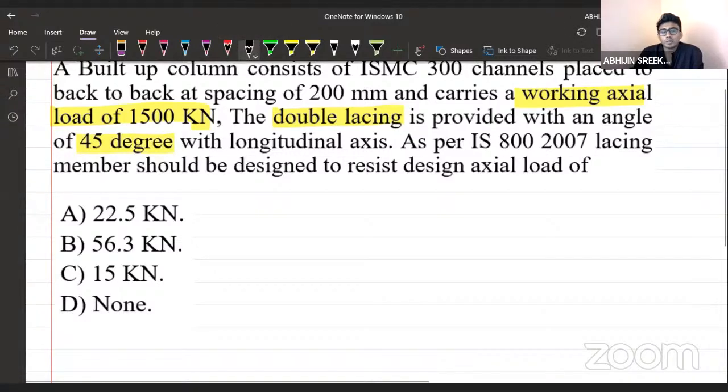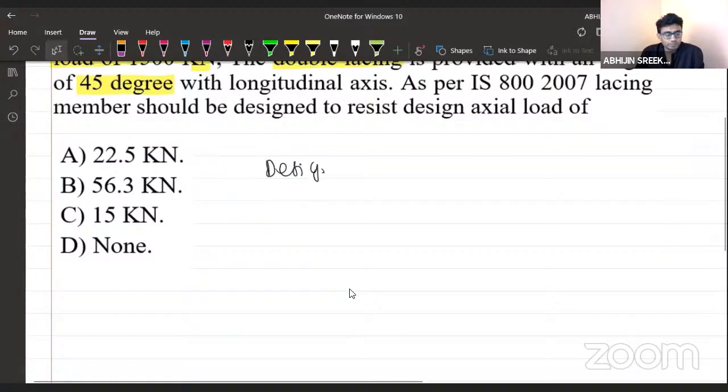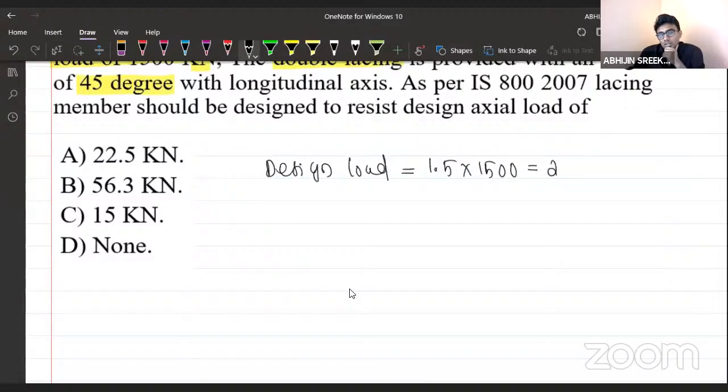So how to do it? Very simple. You need to remember some basic details. First of all, let's calculate the design load. Why? Because the load given here is the working load. So 1.5 into 1500 will give you the design load. I think it will be somewhere around 2250 kilonewton, right?